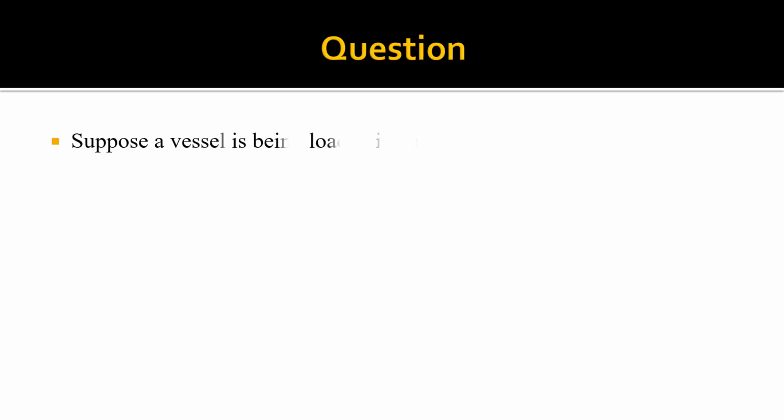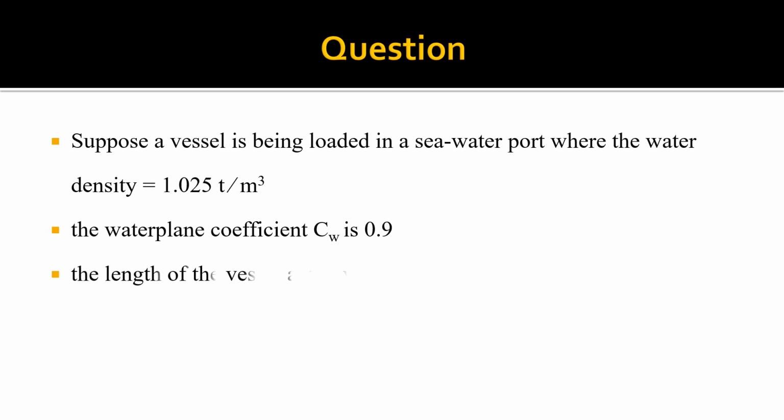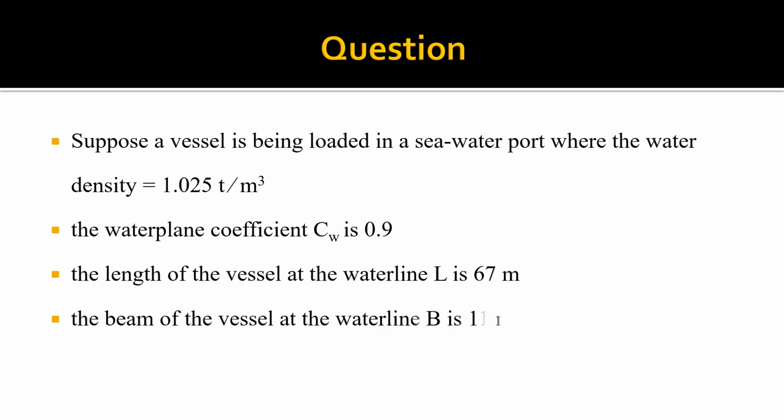Let's look at an example. The question reads: suppose a vessel is being loaded in a seawater port where the water density is 1.025 tons per cubic meter. The water plane coefficient CW is equal to 0.9. The length of the vessel at the waterline, L, is 67 meters. The beam of the vessel at the waterline, B, is 11 meters. Find the TPC.